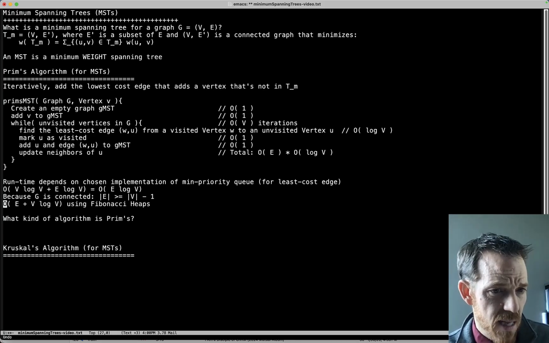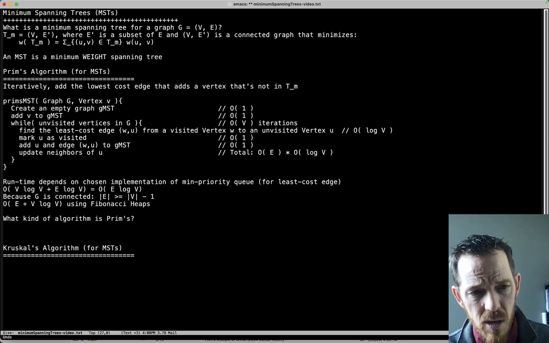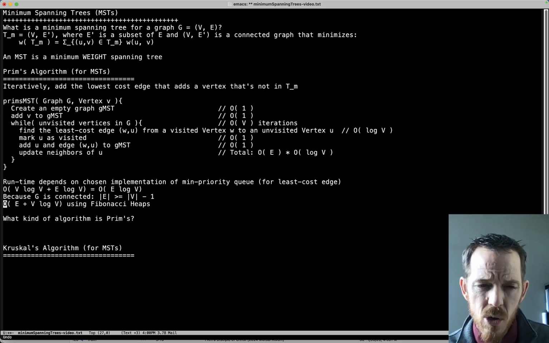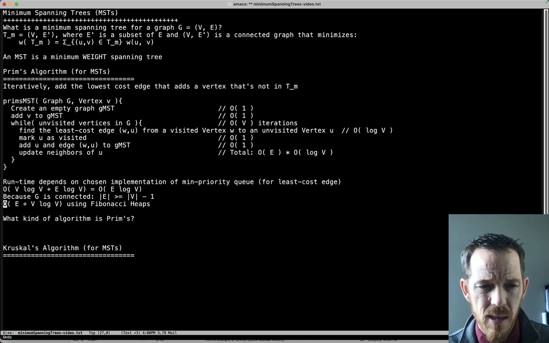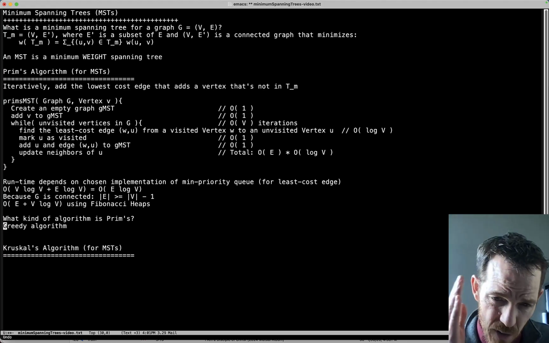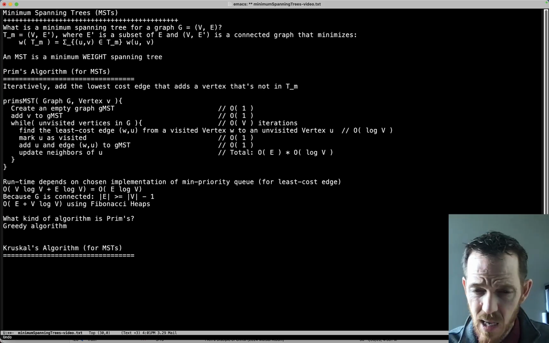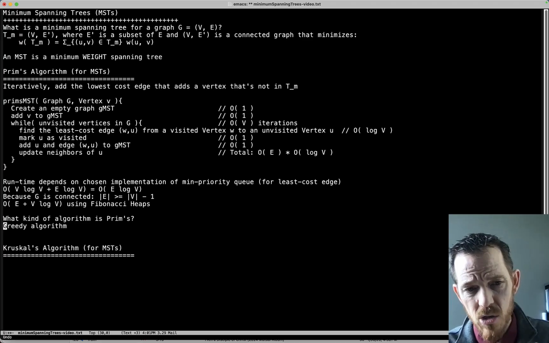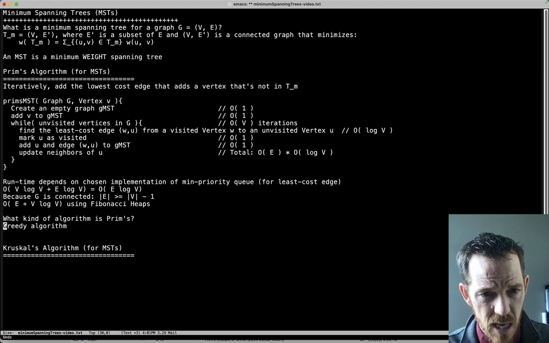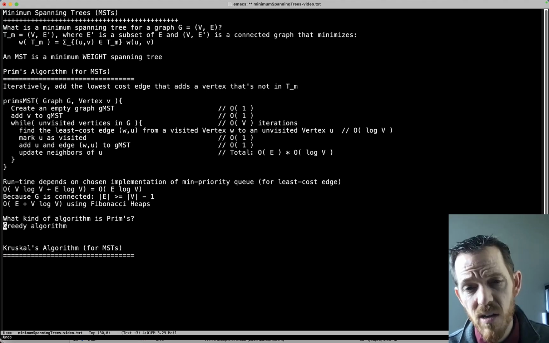We can do even better than this. We can get it to order E plus V times log V if we're using Fibonacci heaps. So what category of algorithm is Prim's? It's greedy. It goes for the lowest cost edge. It looks at all of the options on how to get from our minimum spanning tree to other vertices, and it's just going to pick the lowest edge and move forward. And that provides for a very efficient algorithm.